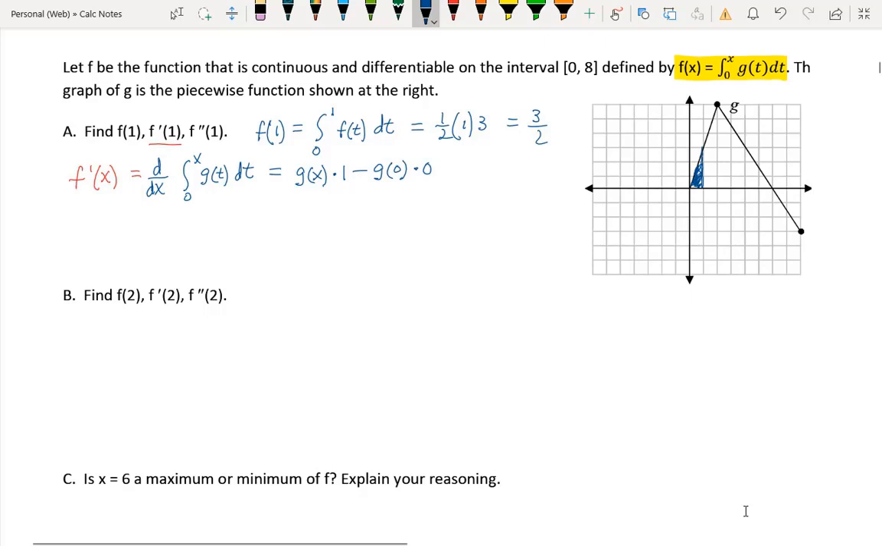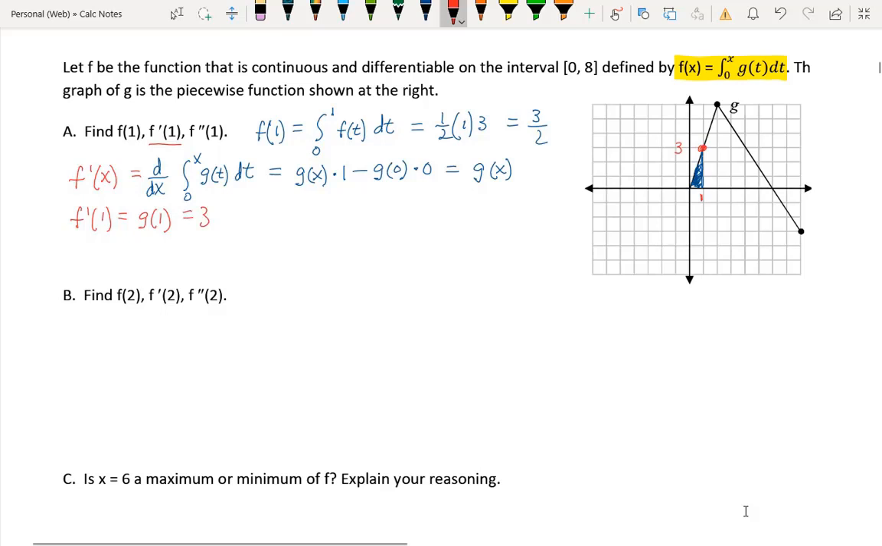Alright, so this is just a function, and you can see that the whole second part here is going to cancel out. So all I have left now is g of x. So f prime of x is equal to g of x in this case. So if I want to find f prime of 1, that's just g of 1. And if I go over to my function and look where x is equal to 1, well, when x is equal to 1, g is equal to 3. So that whole thing turns out to be 3.